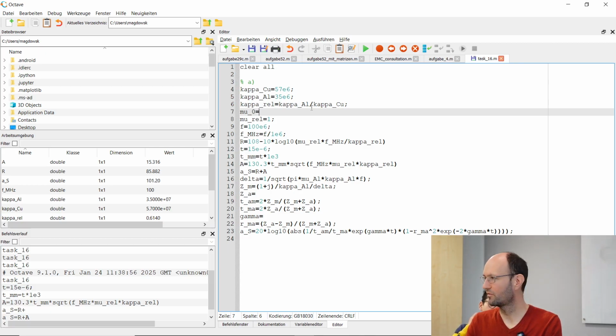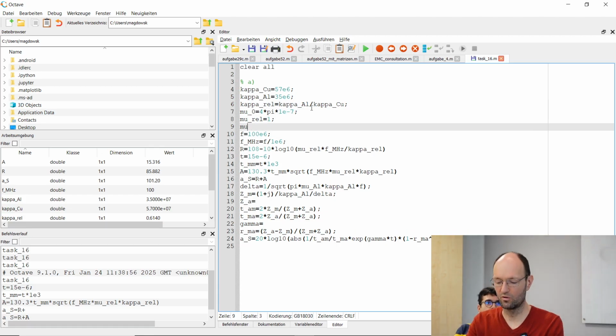No, 8.8 was for epsilon, this was permittivity. But mu naught is 4 times pi times 10 to the power of minus 7, and the unit is volt second divided by ampere meter. And then the mu of aluminum is mu 0 multiplied with the mu relative, so in this case it's just mu 0. Okay, so we should have all values here: pi, mu, kappa, frequency.